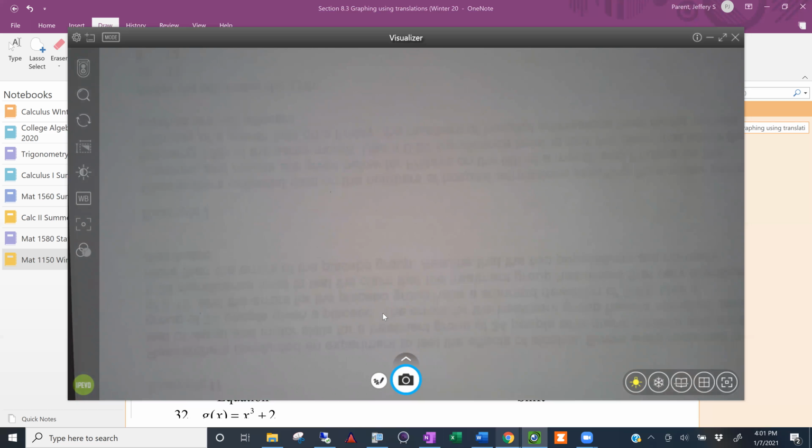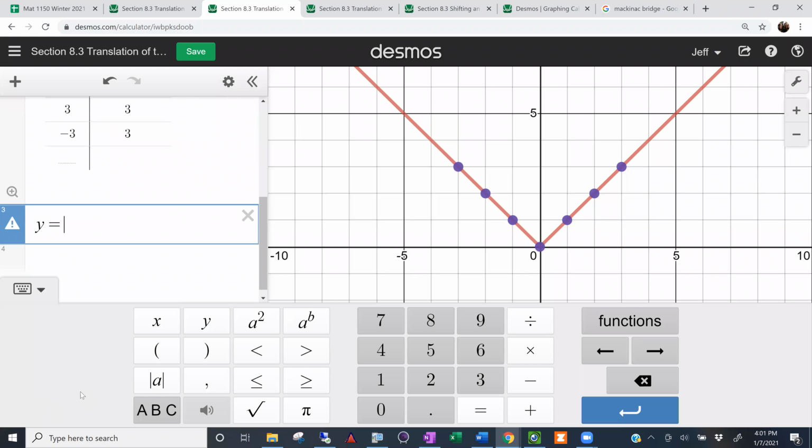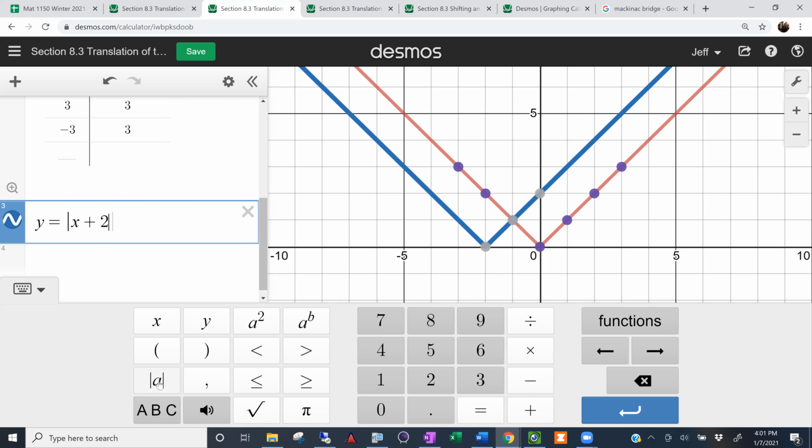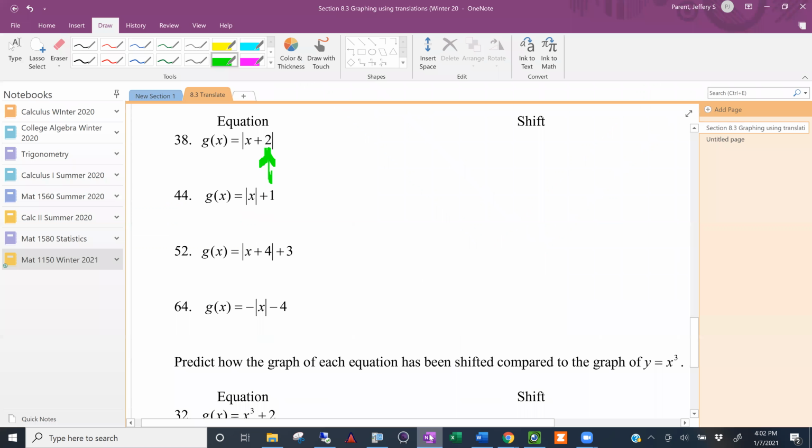Go back here, we'll graph y equals, and if you can't find the absolute value keys on your keyboard, just hit the little keyboard icon, and there's your absolute value. Absolute value of x plus 2. So if you said it got shifted to the left by 2, hey, good on you. That's exactly what happened. There's your vertex of this graph. It was at 0, 0. Now it's at -2 and 0. Perfect. So that got shifted to the left by 2. Let's write that in. Left by 2.